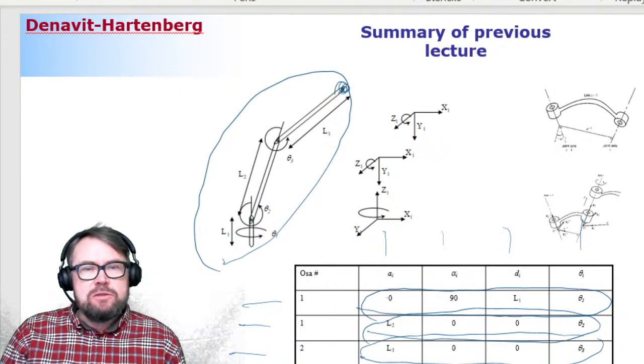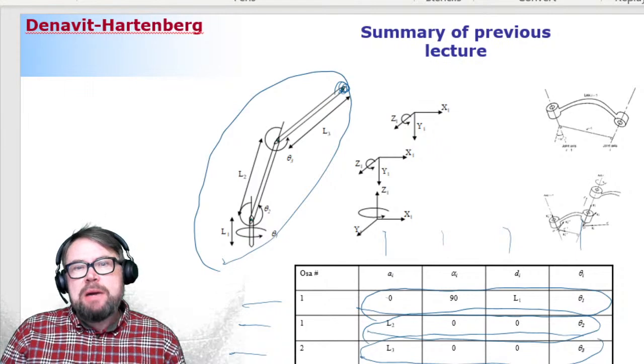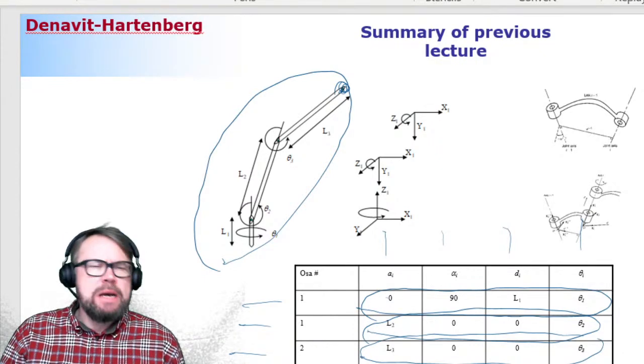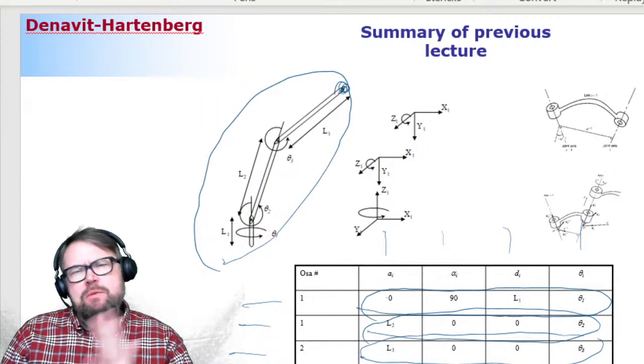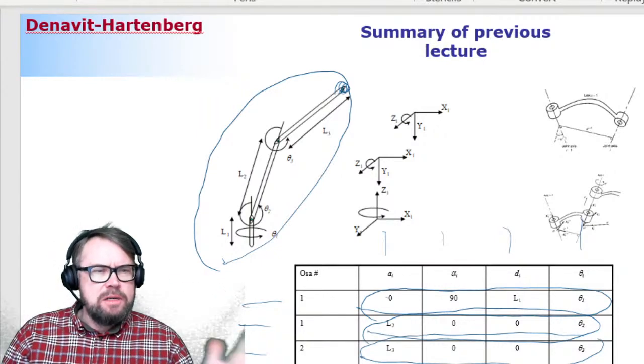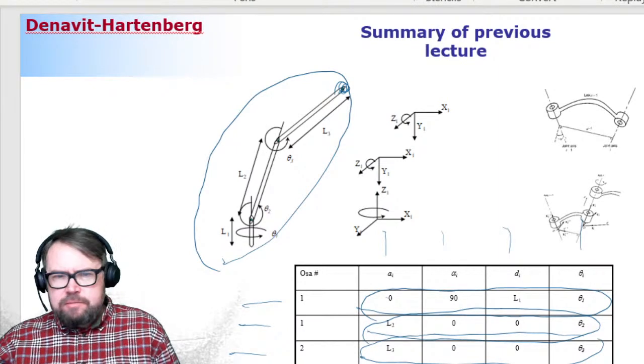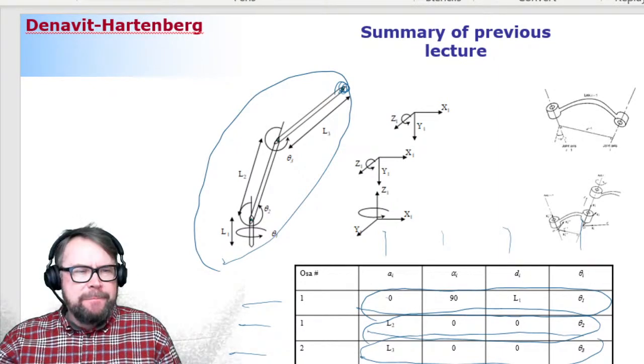So I don't expect you to be a master of this method, but it's good for you to be aware of it. And good to be aware of it in the sense that it's all based on the same kinematic space that we are used to dealing with in multibody system dynamics. Okay, so let's move on.